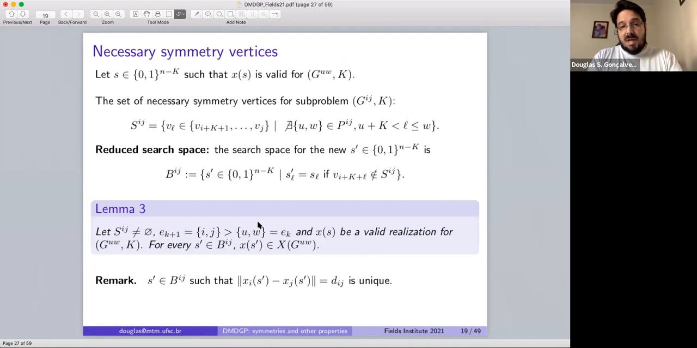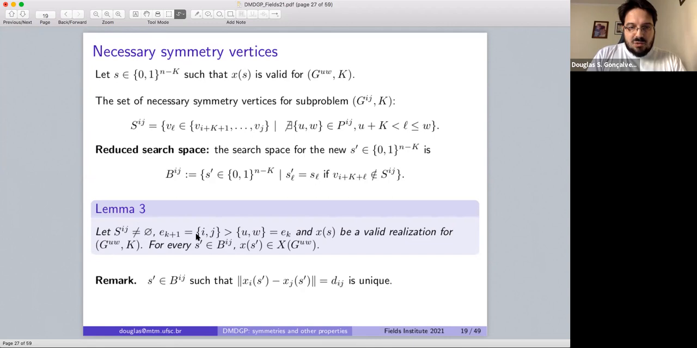And in order to formalize the algorithm and prove its correctness, we need to define what we call the symmetry vertices for the subproblems, or the necessary symmetry vertices. So the definition is very similar to the set S, but now we define it for the subproblem IJ. So it's the set of vertices in the subproblem IJ, varying the index L in this range, for which there is no previous pruning edge starting before L minus K and ending after W. So this set will reveal which partial reflections we are allowed to perform in order to keep the solution feasible with respect to the previous problem. It's what Lemma 3 says.